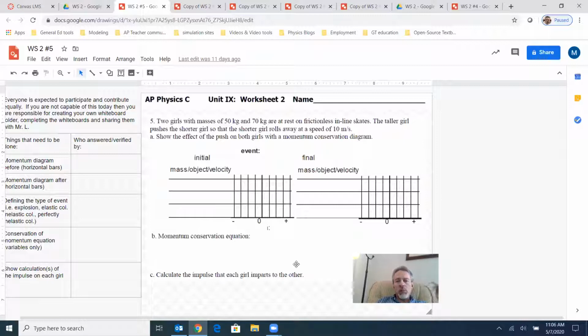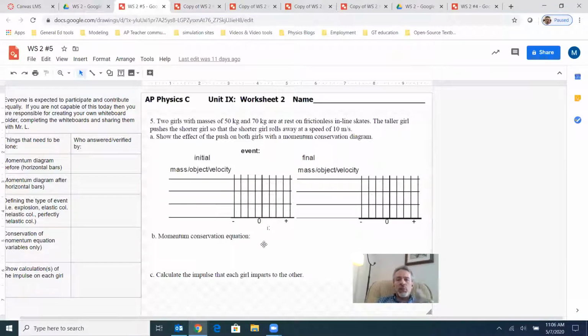I want to give you one more part. It doesn't ask for it here, but I want to know what is the velocity of that larger girl, the 70-kilogram girl. It gives you the final speed of the shorter, smaller girl. I want to know the velocity of the larger girl too. It doesn't ask that, so I'm giving you one more part, part D.